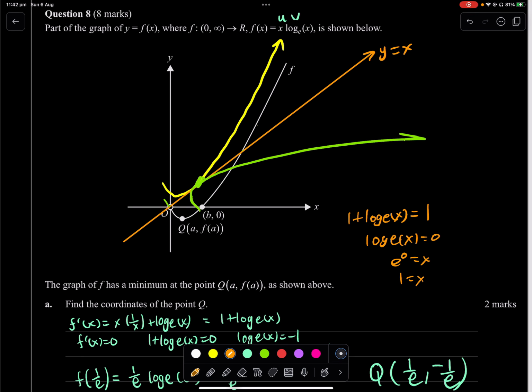So if 1 equals x, it means this value over here is 1. Yeah, so we know that's 1. And if I put it into f of x, which is log e of 1, which is 0. So let's say it's 1 on 0 here. It's saying 1 on 0. Okay. So x equals 1 is going to give us this gradient over here.